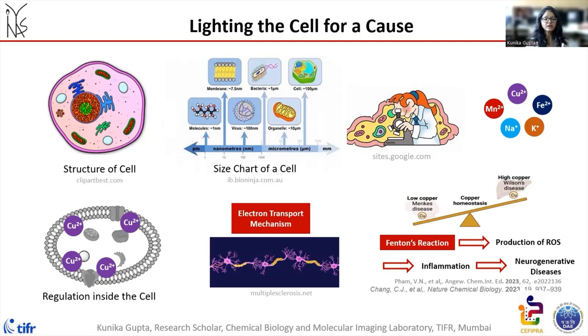Copper ions are actually regulated inside the cells for its proper functioning, and they are involved in electron transport mechanisms and neuronal signaling, and there are many others. And any disruption in this homeostasis leads to various pathophysiological conditions, like in the lower concentration, it causes Menkes disease, and in the higher concentration, it causes Wilson's disease. Copper ions also undergo this Fenton's reaction, which leads to the production of reactive oxygen species, leading to inflammation and ultimately causing neurodegenerative diseases. So we have to see the copper ions inside the cell.